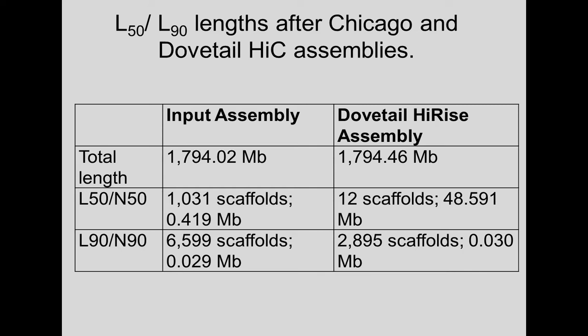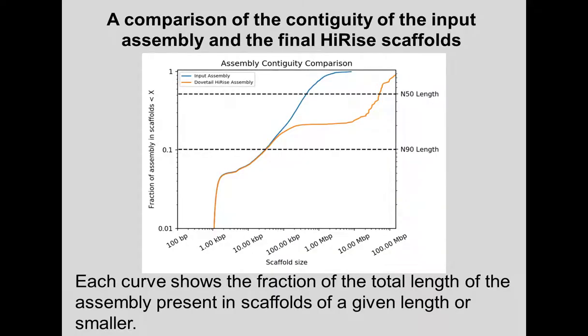L90 and N90 resulted in 2,895 scaffolds of 4.030 MB. So here, if we look at this graph, this is a comparison of the contiguity of input assembly and HiRise scaffolds. Each curve here shows the fraction of the total length of assembly that's present in a scaffold of a given length or smaller. The fraction of the assembly is indicated on the y-axis here, and the scaffold length in base pair is on the x-axis. These two dashed lines here represent N50 and N90 length each.